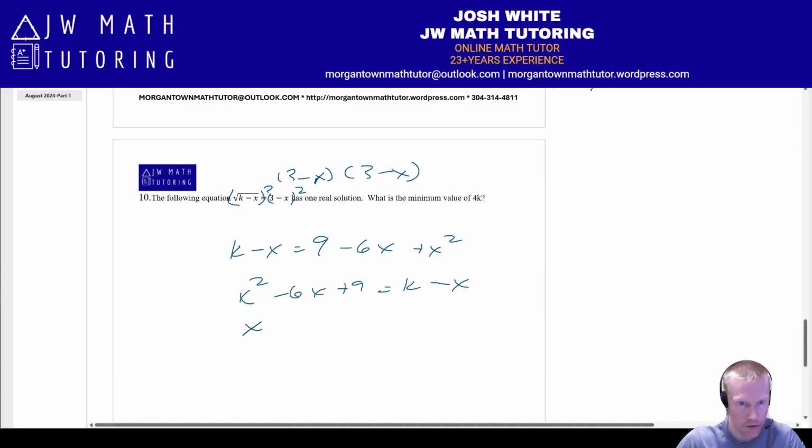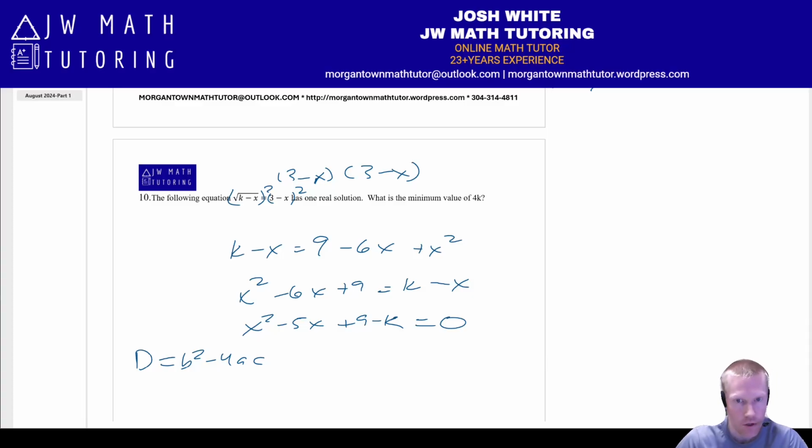And now we're going to add x, so it's going to be x squared minus 5x, and then plus 9 minus k, and that's equal to 0. So since it tells you it has one real solution, that means the discriminant, i.e. the b squared minus 4ac part of the quadratic formula, has to equal 0. That's what happens when there's one real solution. So we can just go ahead and plug everything in.